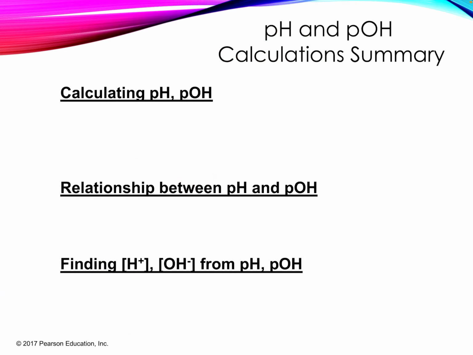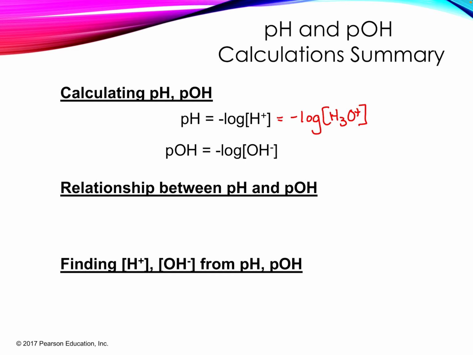So by now you're probably thinking, we have a lot of equations going around. Somebody should really make a summary slide. Well, I have. So here's some of the equations that you'll need. So pH is the negative log of the hydrogen ion concentration, or the negative log of the hydronium ion concentration. Remember that we use those interchangeably. They mean the same thing. And then pOH, same kind of thing, but it's the negative log of the hydroxide ion concentration.